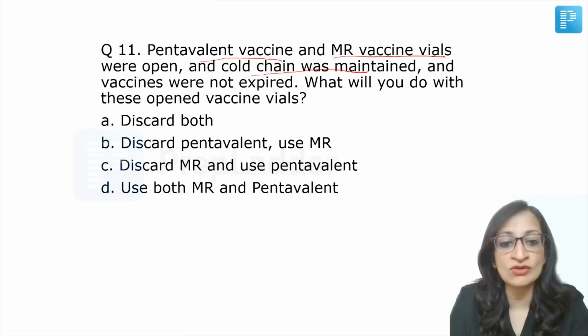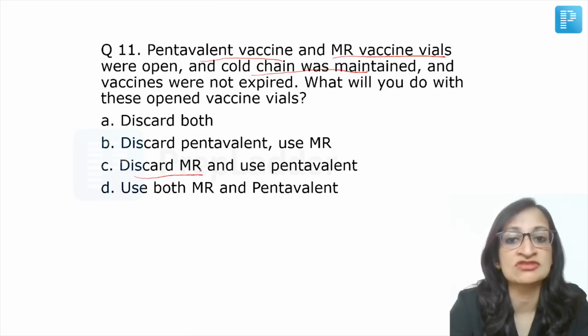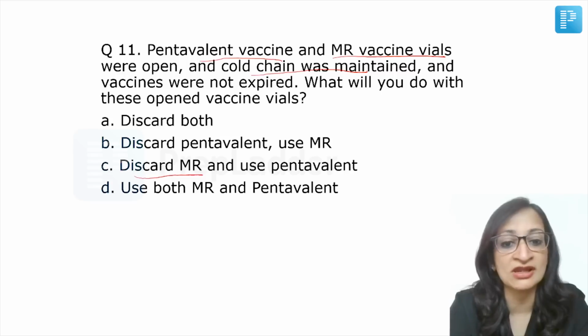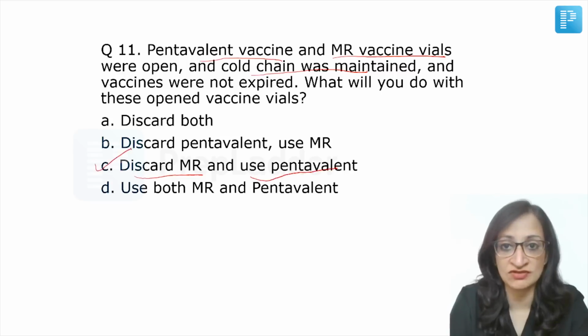So moving back to our question, what we have to do here is discard the measles rubella vaccine because open vial policy is not applicable for it, and we can use the pentavalent vaccine. So C is the best answer of the given options.